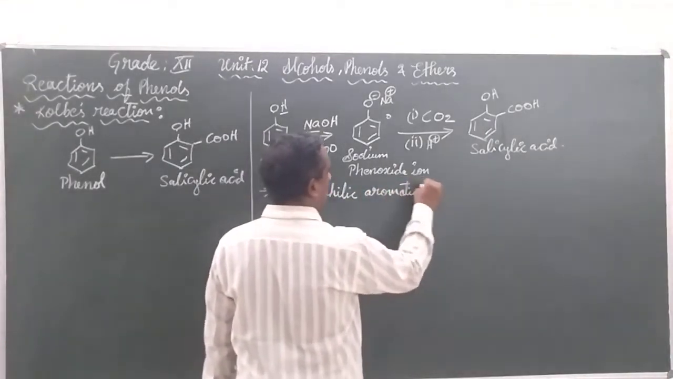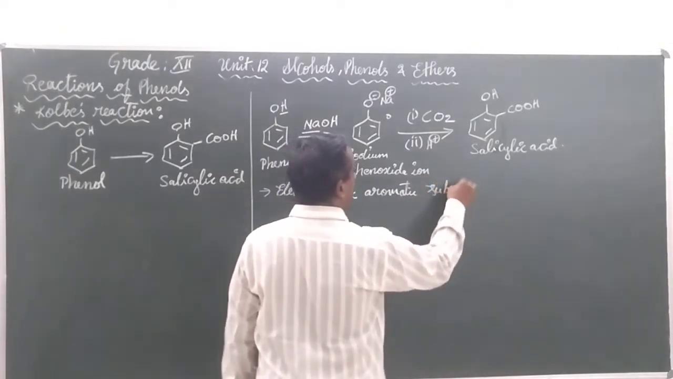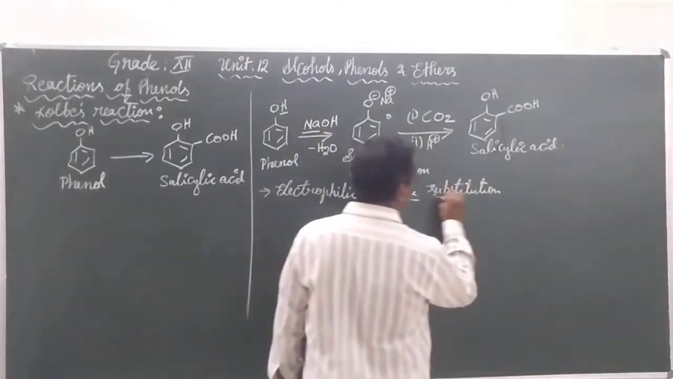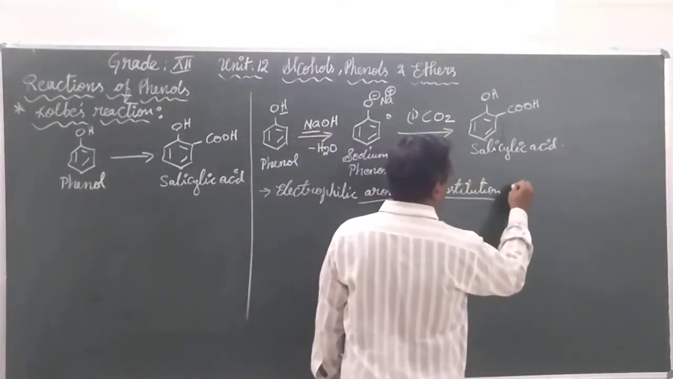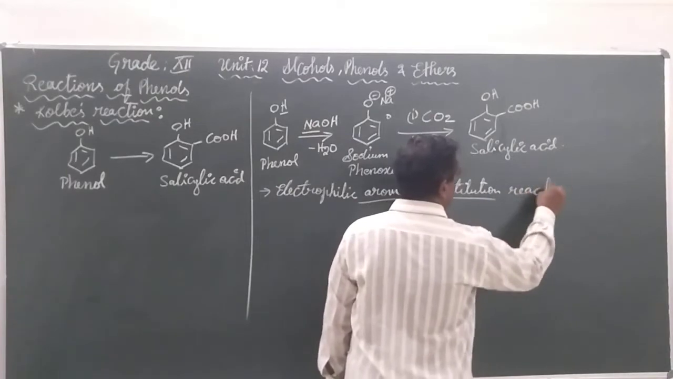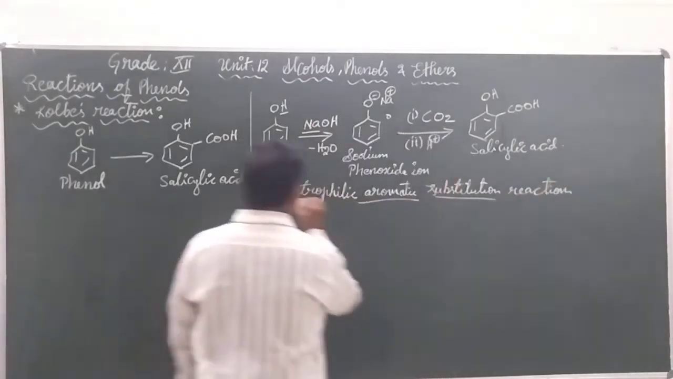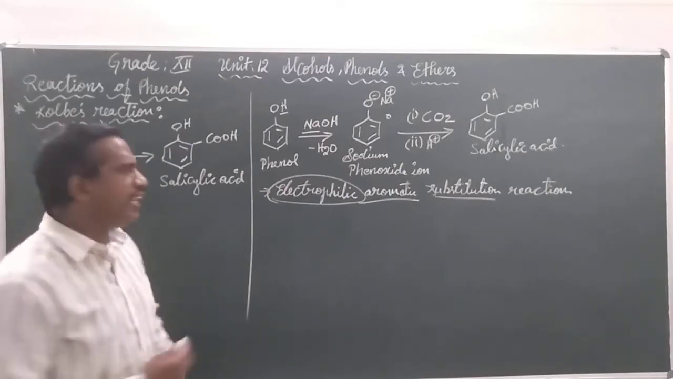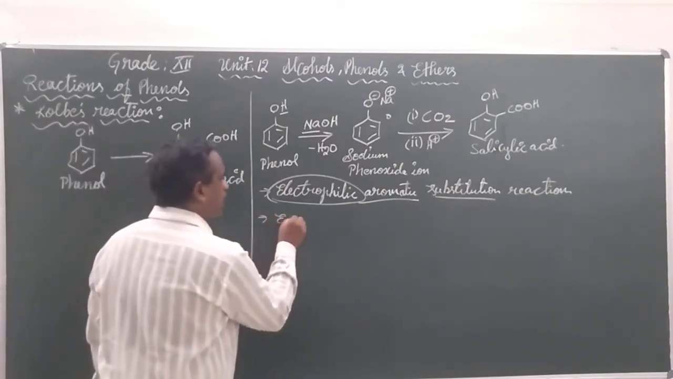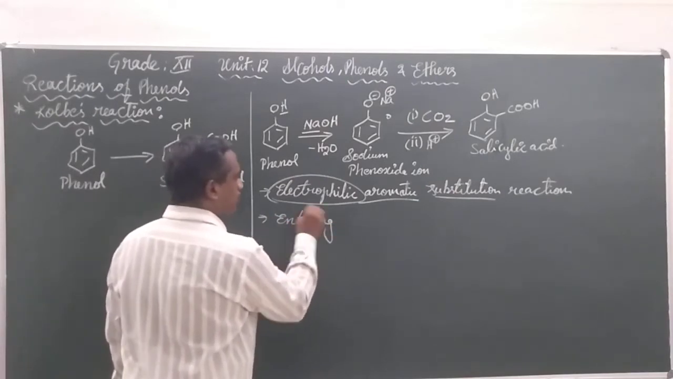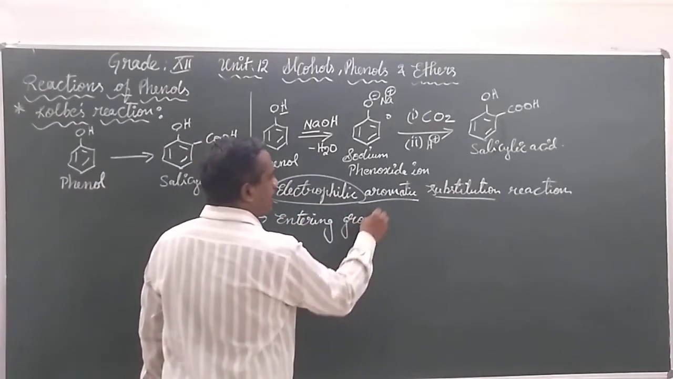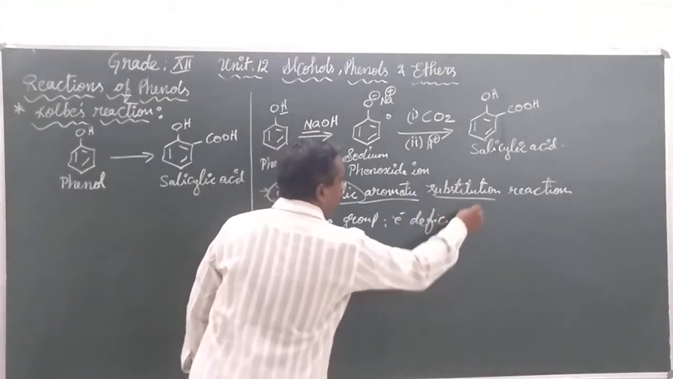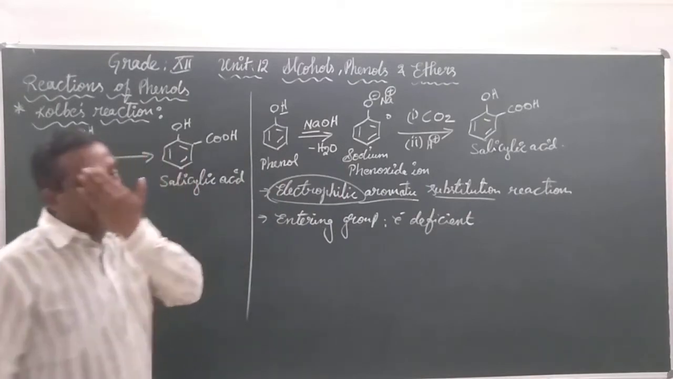The aromatic electrophilic substitution reactions. It is an aromatic compound. It is going to be involved in electrophilic substitution reactions. What does electrophilic mean? Here the entering group is an electron deficient group. Do we know what electron deficient centers are?